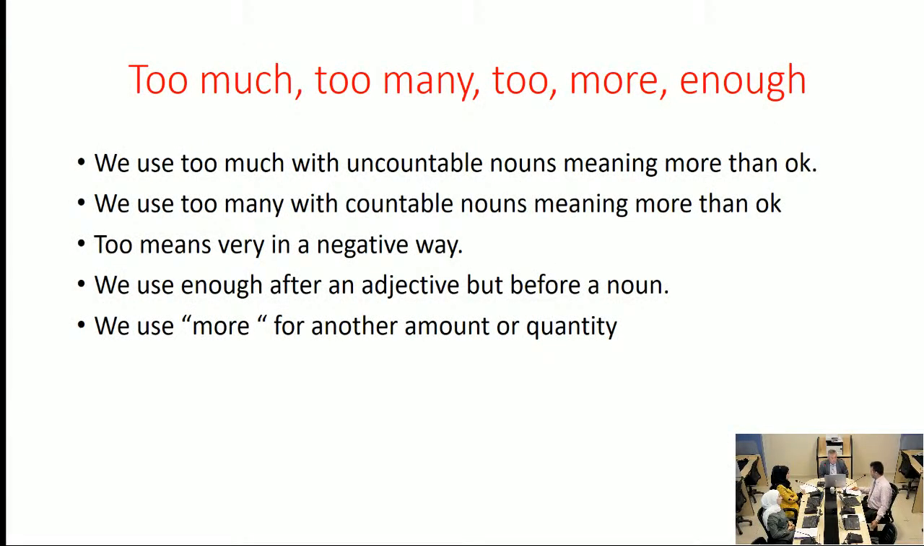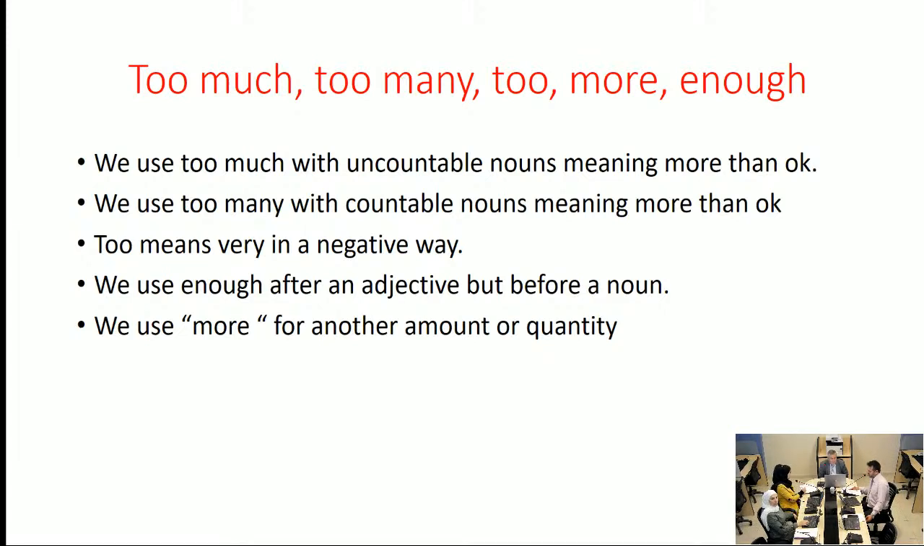We move to too much, too many, more and enough with Mr. Mazin. Yes, we know that too much is used with uncountable nouns. And the student should know that uncountable nouns are nouns which have only one form of the word. For example, ice, water are uncountable nouns. They cannot be used in the plural. Countable nouns are nouns which can be used in the plural form. We use too much with uncountable nouns, meaning more than okay. We use too many with countable nouns, meaning more than okay.